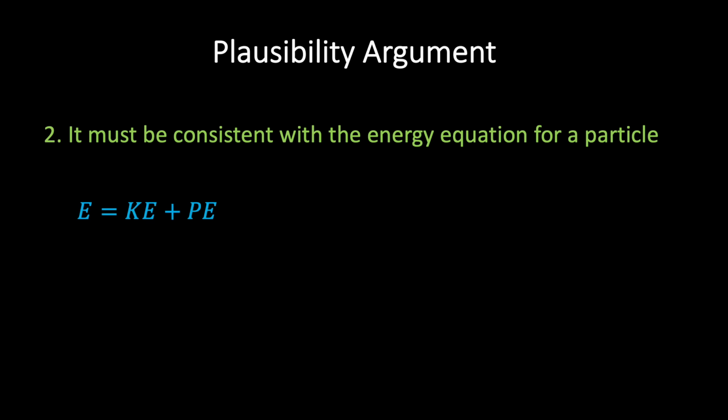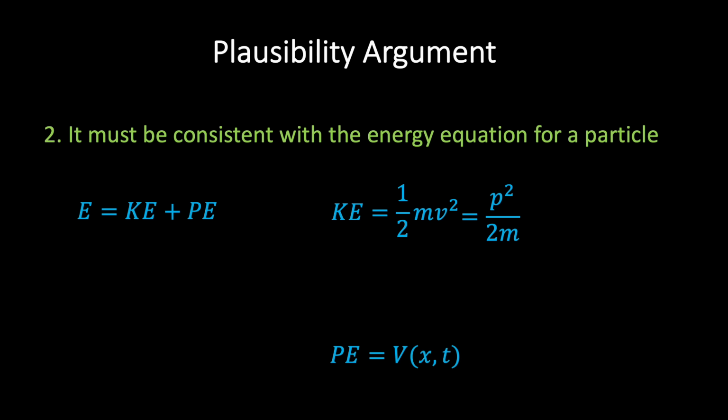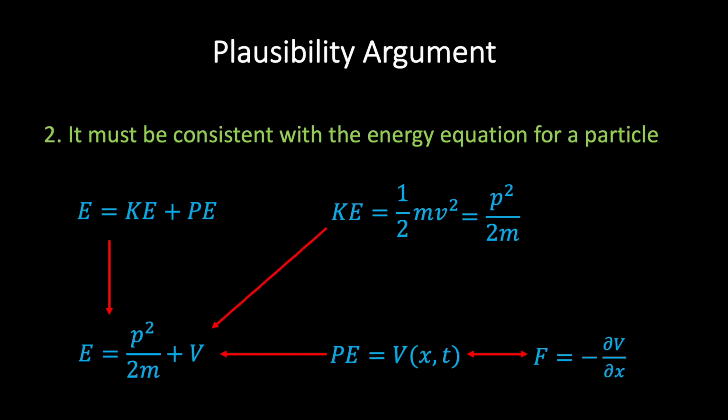Now we can write the kinetic energy, half mv squared, in terms of the momentum as p squared over 2m, and we can write the potential energy as V(x,t). As you may remember from classical mechanics, by specifying the potential energy, we are providing information about the forces acting on the particle, since the force is simply the derivative of the potential energy function. And therefore we can write the total energy of the particle as E equals p squared over 2m plus V, where V is our potential energy function.